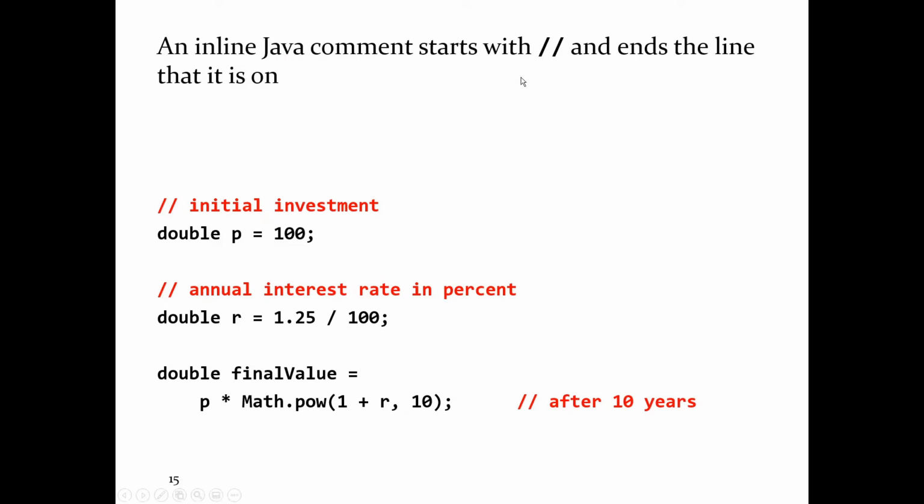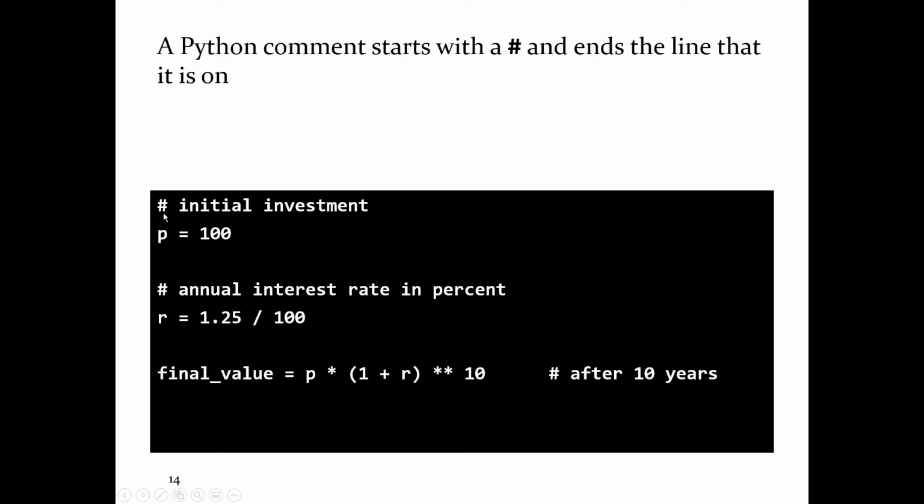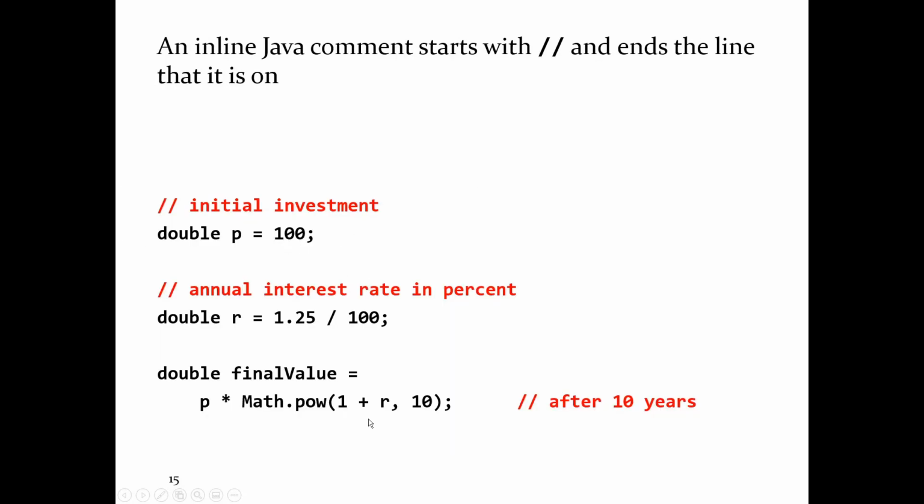An inline Java comment starts with // and ends the line that it's on. So // is the comment in Java that's similar to a Python comment. This is the exact same example done in Java. Notice again, I have a variable p. This is the first time I'm using it, so I have to say what its type is. The usual floating point type that you would use in Java is called double. The interest rate is r. This is the first time I'm using r, so I have to say what its type is.